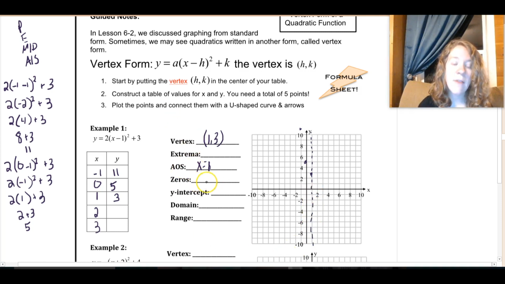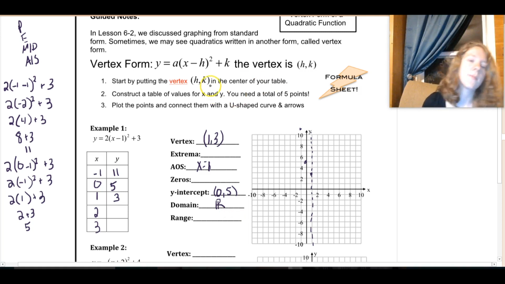If I wanted to draw my little reflection line, or my axis of symmetry, it would be right there. I haven't found my zeros yet, but I do know my y-intercept because I just plugged in 0, and I got 5. I also can go ahead and put my domain, because that is always going to be all real numbers. The range and everything else we'll get in just a second. If you want to save that for last, that's fine. I like doing it as I go.